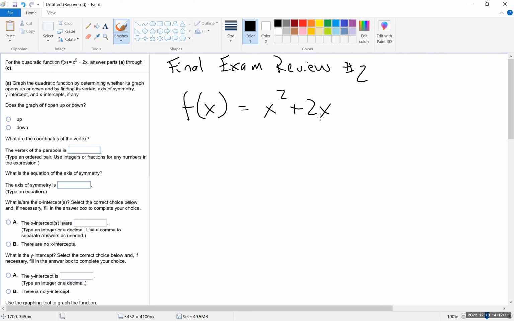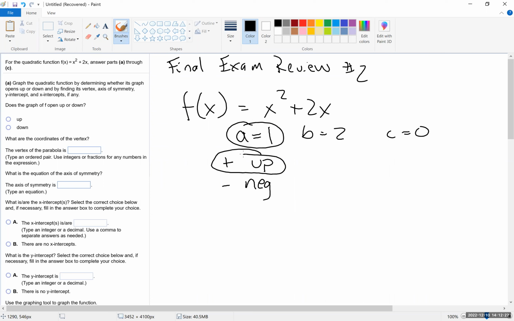So here, to find out if it opens up or opens down, we can write out what a is. a is 1, b is 2, and c is 0. If a is positive, it opens up. If a is negative, it opens down. Because a is positive, our graph is going to open up.